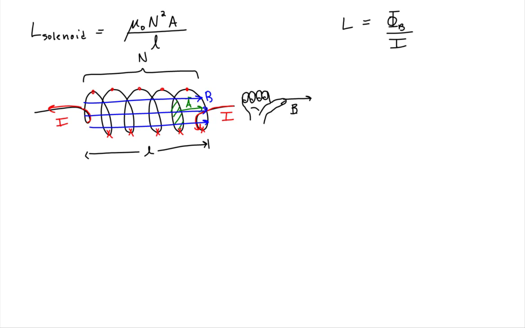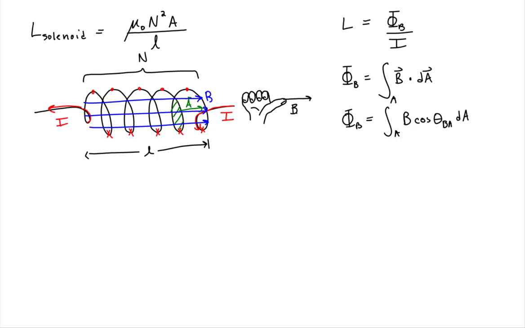So let's determine the magnetic flux of this solenoid. Remember, magnetic flux is equal to the integral over the area of the dot product of the magnetic field with the area. Let's rewrite the dot product using the version that says it is equal to the product of the magnitudes of each vector times the cosine of the angle between the two vectors.